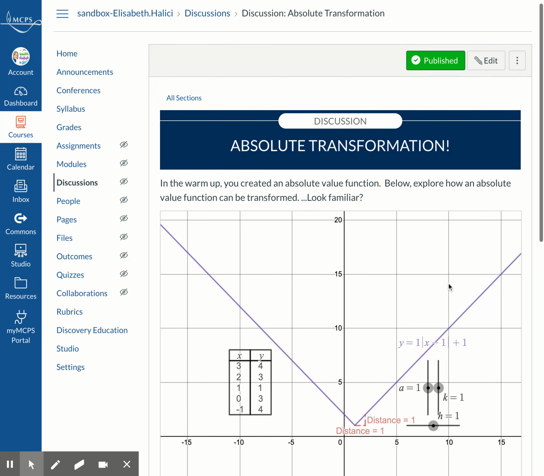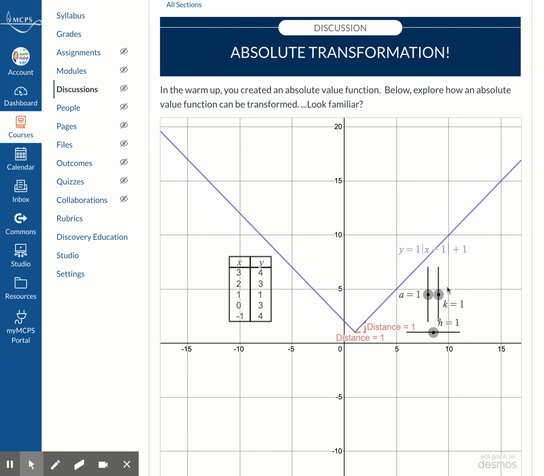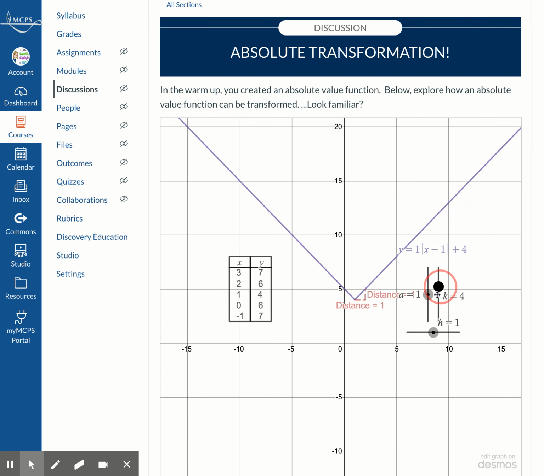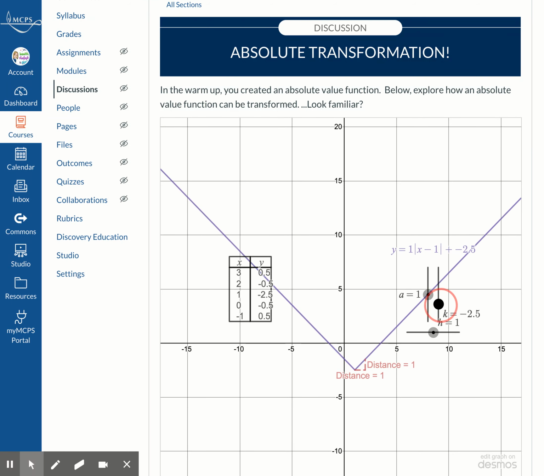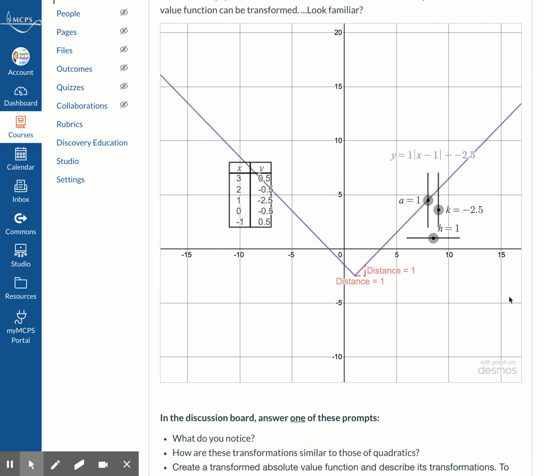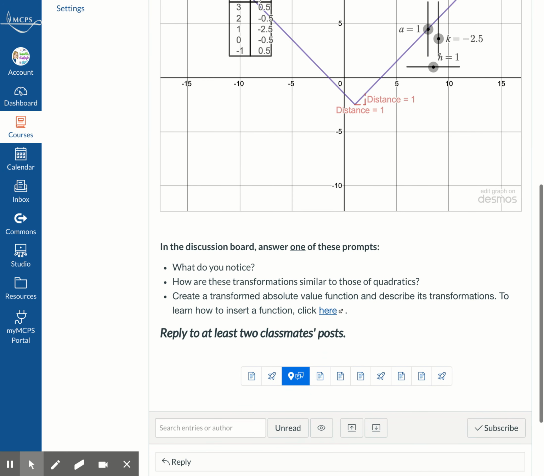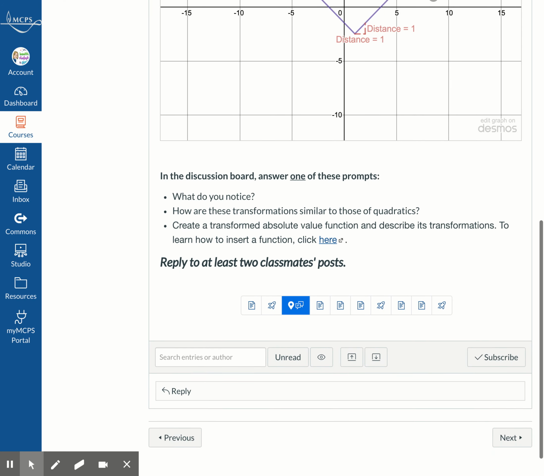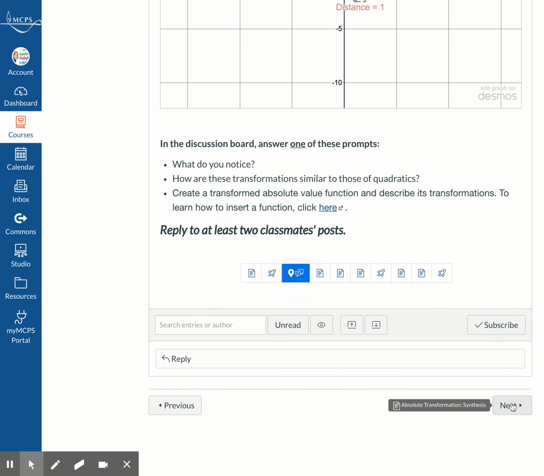The Desmos activity provides students with the understanding that absolute value functions can be transformed, just like step functions. While students utilize the slider to transform the function, the questions below should guide students' thinking. To synthesize, students are asked to answer one of the question prompts and are then asked to reply to two classmates.